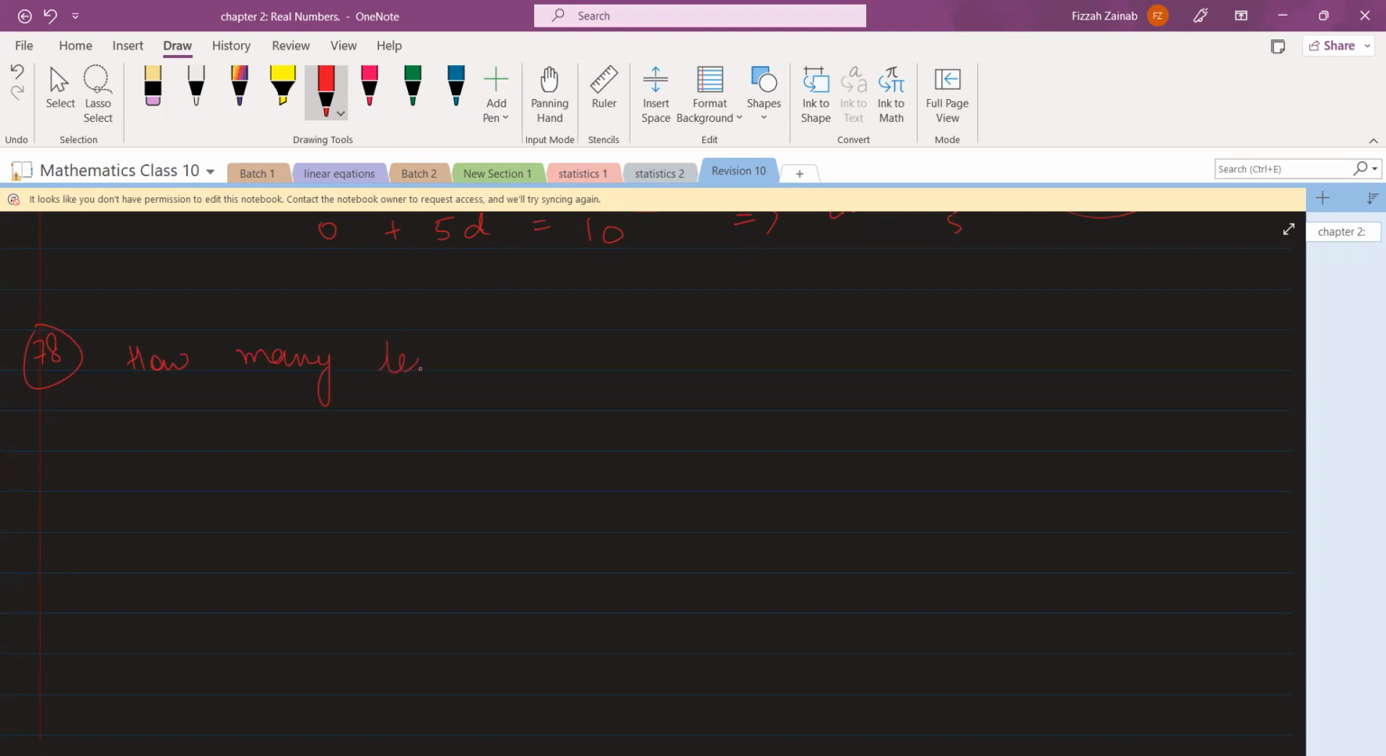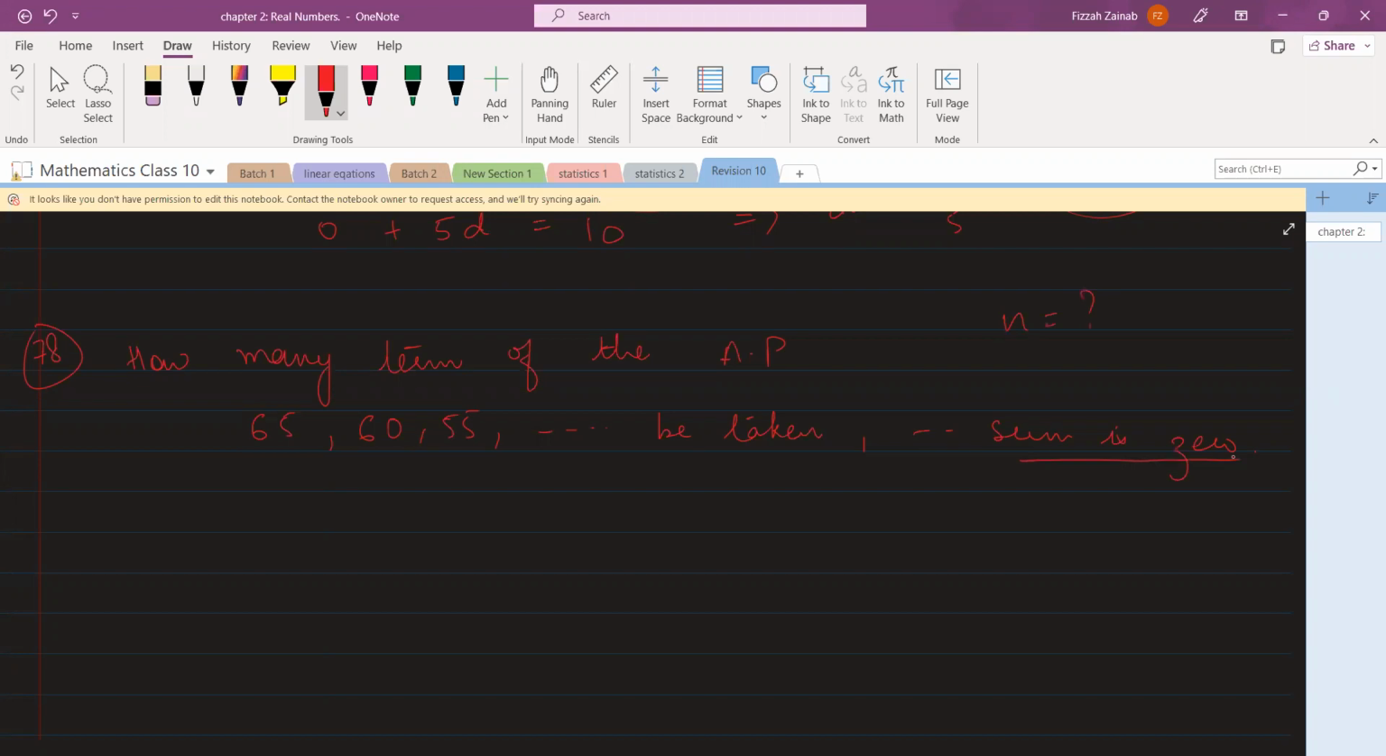The question is how many terms of the AP, 65, 60, 55, and so on, must be taken so that the sum is 0. So how many terms means you want to find n, right? N you don't know, and the sum is going to be 0 in this case. Is that clear?